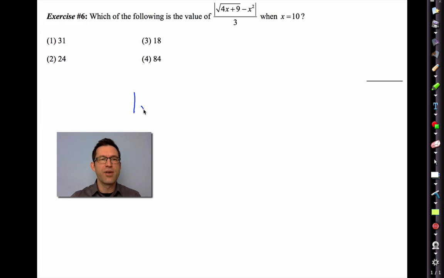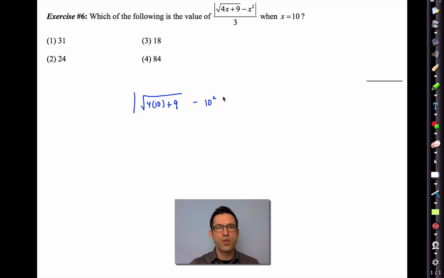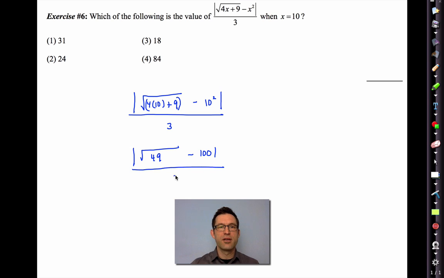All right, I've got the absolute value of the square root of 4 times 10 plus 9, minus 10 squared, all divided by 3. So many choices, so little time. Well, I can certainly work within that square root, right? There's parentheses sort of implied in there. So I have 4 times 10, which is 40, plus 9, which is 49. So I'm going to take a little shortcut there. I can also work with this term. 10 times 10 is obviously 100, right? And then I've got it all divided by 3.